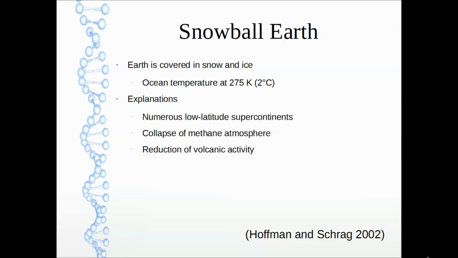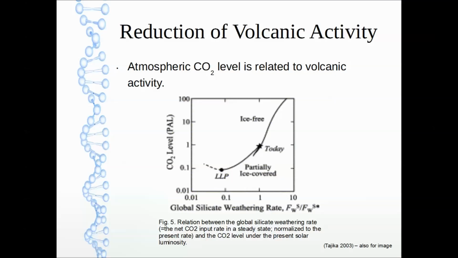Another explanation for Snowball Earth looks to reduction of volcanic activity. Volcanic activity is one of the major factors that affect atmospheric CO2 level. As the figure in the slide shows, ice level increases as the CO2 level decreases. It may be possible that the reduction in volcanic activity may have caused the CO2 level to drop, which in turn lowered the mean temperature of the Earth, causing a snowball event.